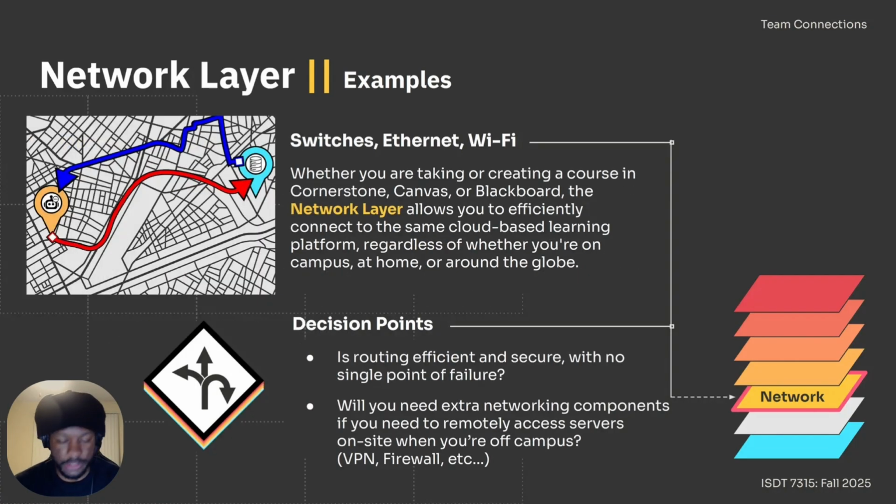When you create a course in Blackboard, the network layer ensures you connect to the platform whether you're on campus, at home, or across the globe. Routing is designed to be efficient and secure, with redundancy in place to avoid a single point of failure. However, if you need to access on-site servers from off-campus, for example, uploading course materials stored on a campus network, you may also need additional networking components such as a VPN or firewall to provide both secure access and reliable connectivity.